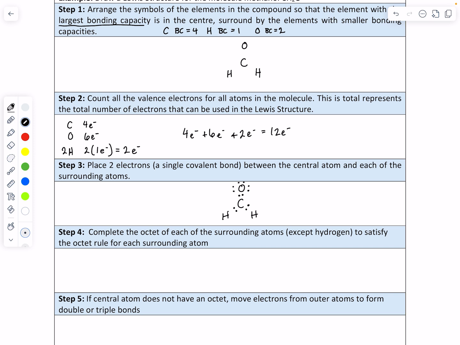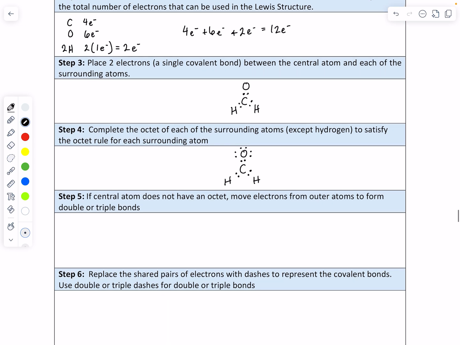Actually, the step goes here. I've combined the 2 steps, but let's separate them so we can look at what we're doing at each step.